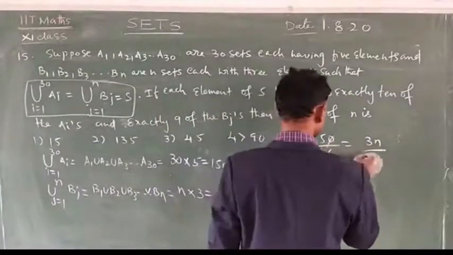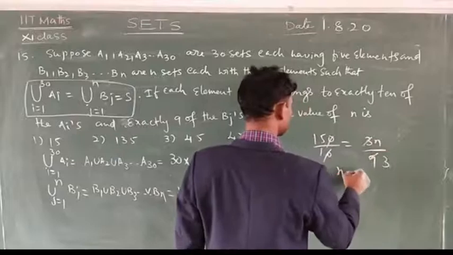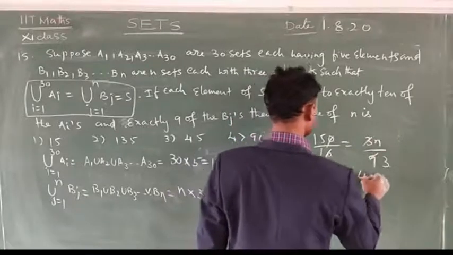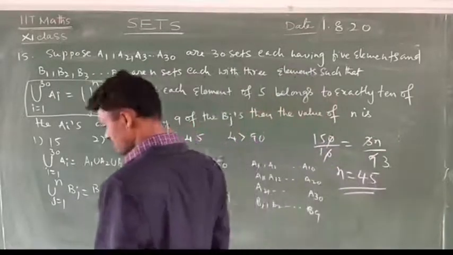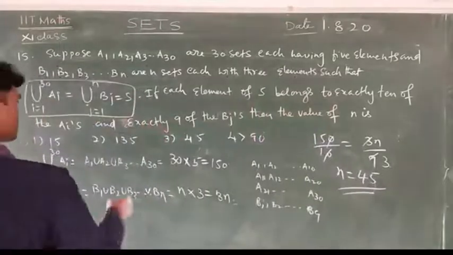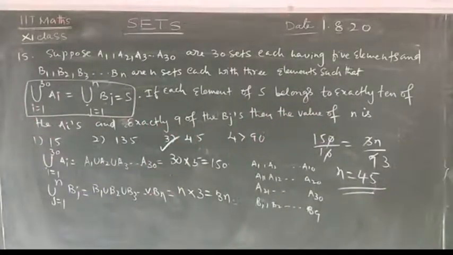Then 0, 0 cancel. 3 ones are 3, 3 threes are 9. n is equal to cross multiply: 15 into 3, 45. n is equal to 45. Our option is the third one. Note down.